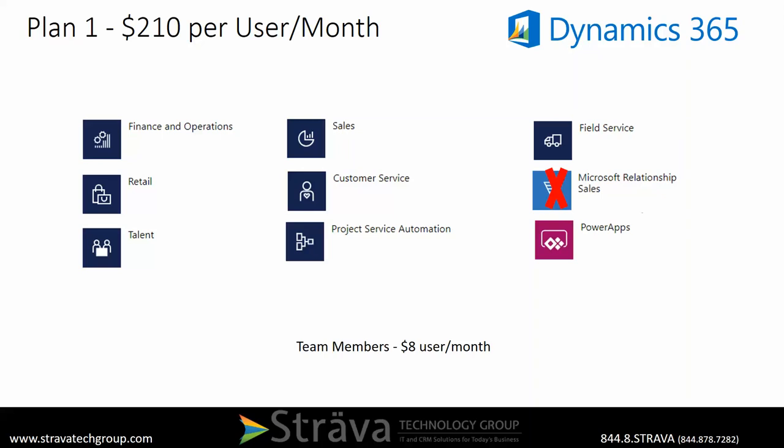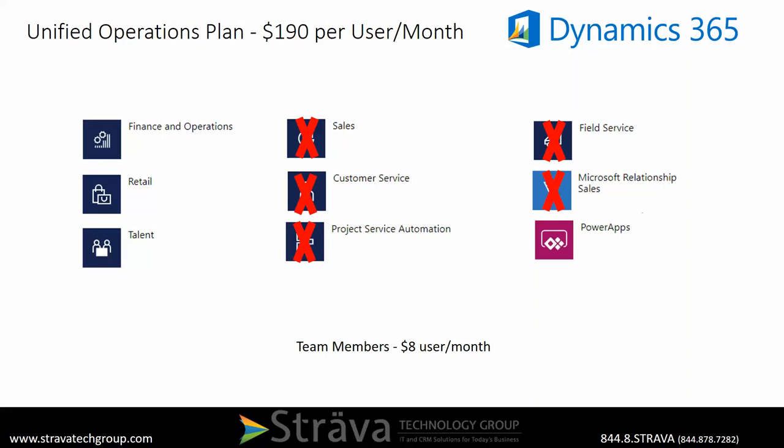Okay. So, for example, there's a Plan 1 license that's $210 per user per month. And with that, you get Finance and Operations. Again, that's the Enterprise Edition, formerly known as AX. The Retail Edition, again, if you license that on its own, it would be $170 per user per month. That's included. The Talent applications are included, as is Sales, Customer Service, Project Service Automation, Field Service, and Power Apps. So the only thing that you don't get as part of the Plan 1 license is the Microsoft Relationship Sales, which you could add on and license individually on top of Plan 1.